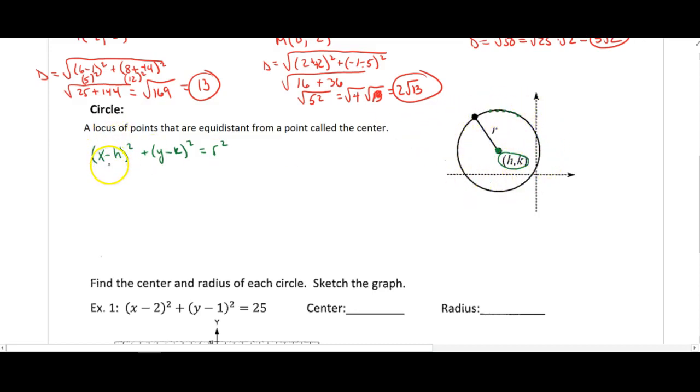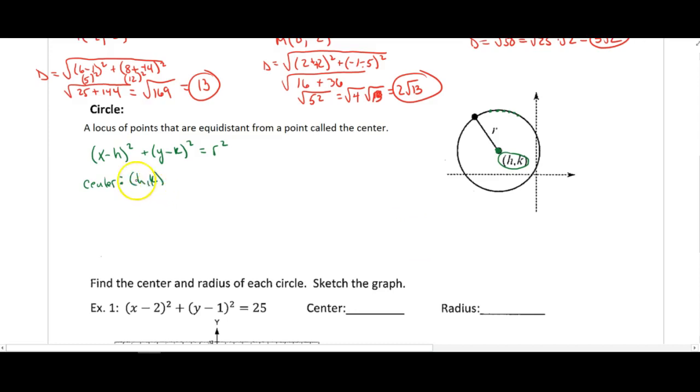Now the equation for a circle is (x minus h) all squared plus (y minus k) all squared equals the radius squared. And it's actually derived from the distance formula we used up above. Okay, so it is very important to know. Now what you have to understand here is the center of the circle is (h, k).